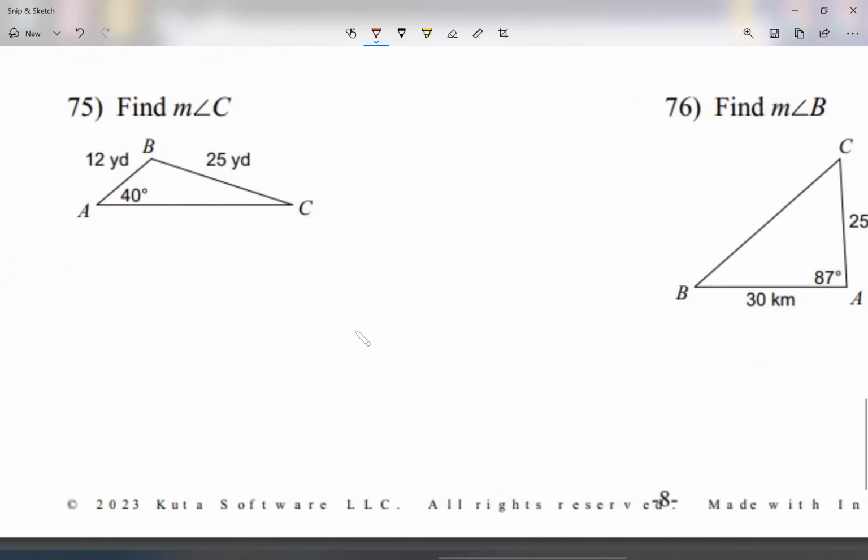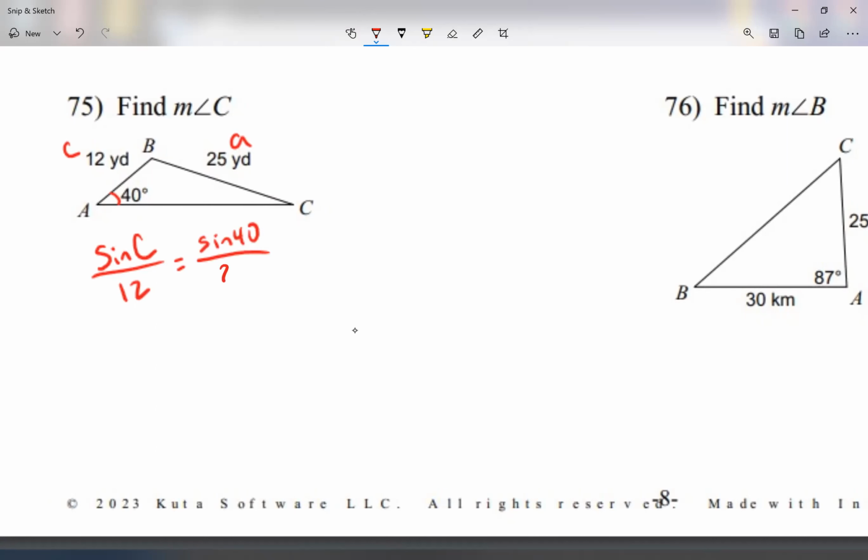Let's take a look at solving for angles. Okay, so it says find the measurement of angle C. I have angle A, and I have side A, and I have side C. So I have an angle and its opposite side, so I'm going to use the law of sines. So I'm just going to say that sine of angle C over 12. Notice I went sine over side equals sine of 40 over 25.